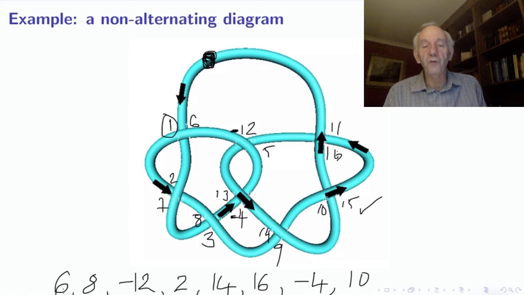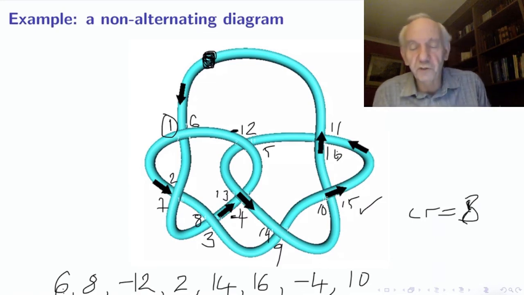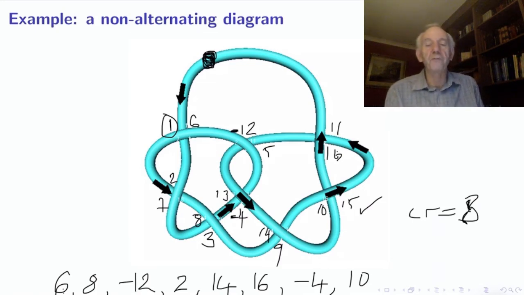This is a minimal diagram, so it's a knot with crossing number 8. It's non-alternating, and there are only 3 prime knots, I think, with 8 crossings which are not alternating. This is one, and that's its DT code.